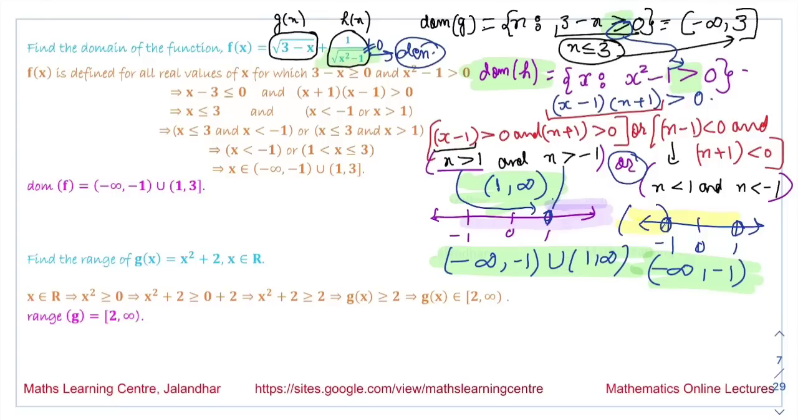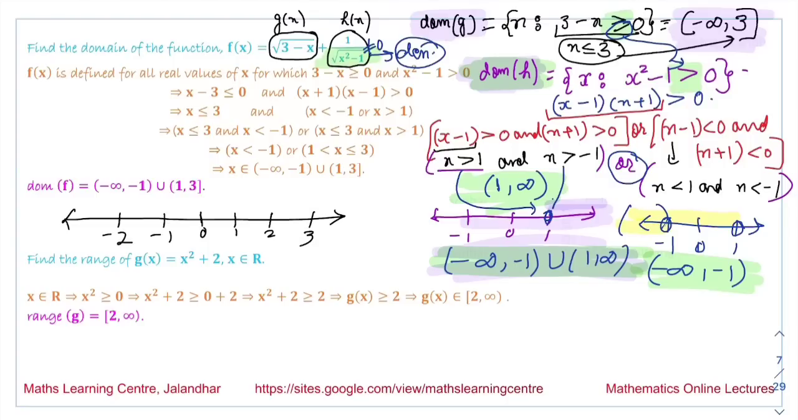Now we are talking about the function g(x) plus h(x). So we are talking about the intersection of both these domains. This is the number line over here: this is 0, this is 1, 2, 3, this is minus 1, minus 2 over here. The domain of the function g is minus infinity to 3. And when we are talking about this function h, we are saying it has elements from minus infinity to minus 1 and then 1 to infinity.